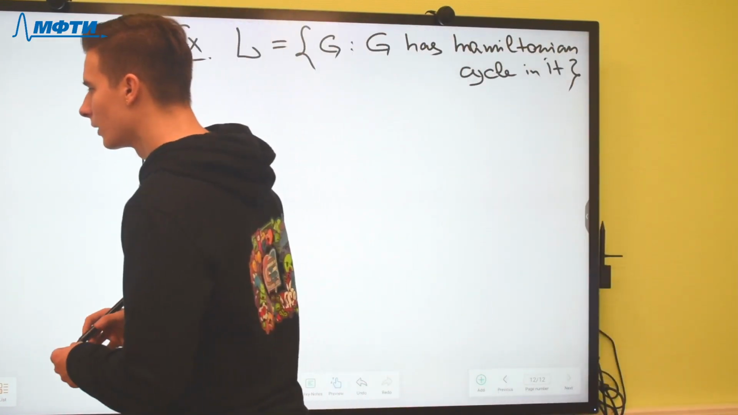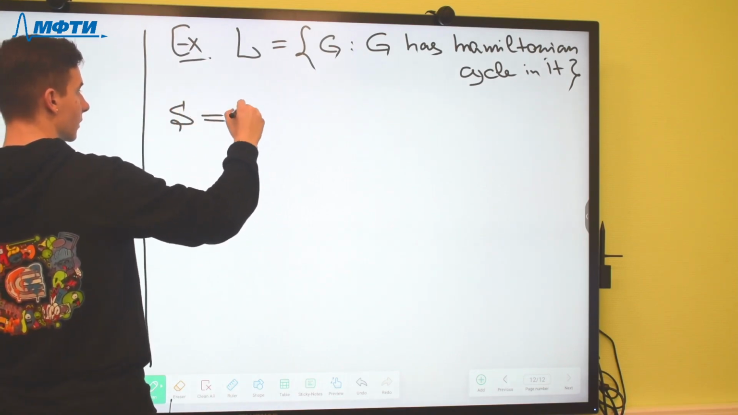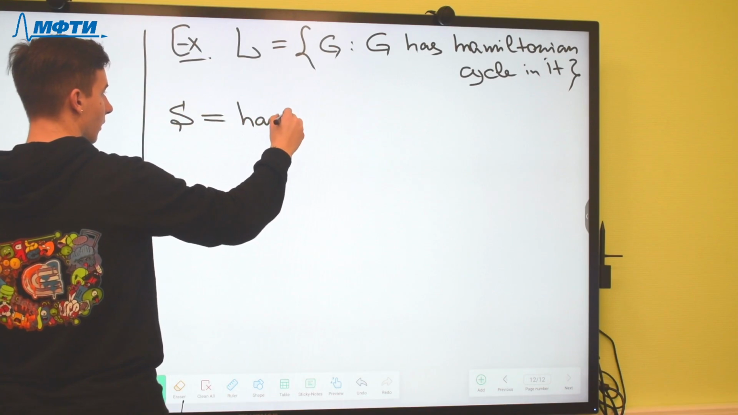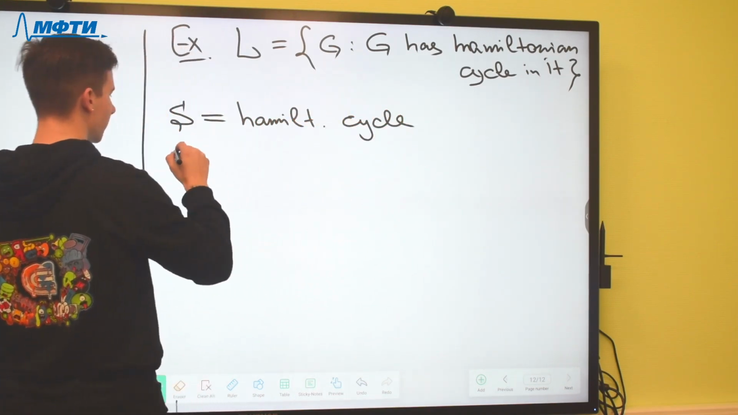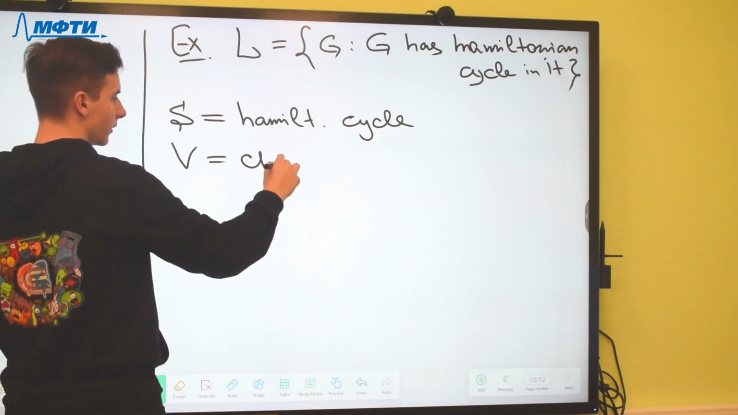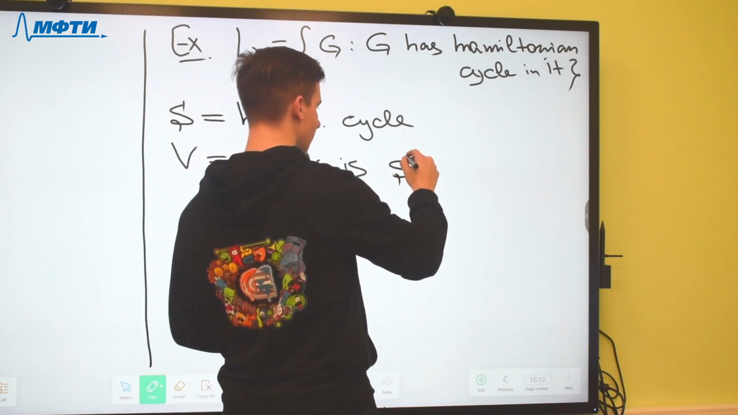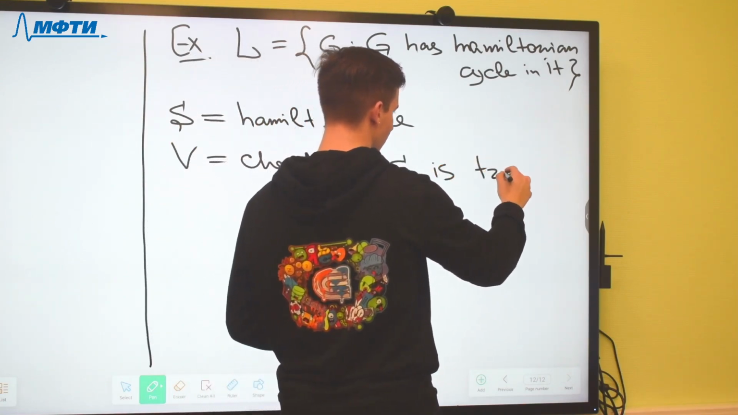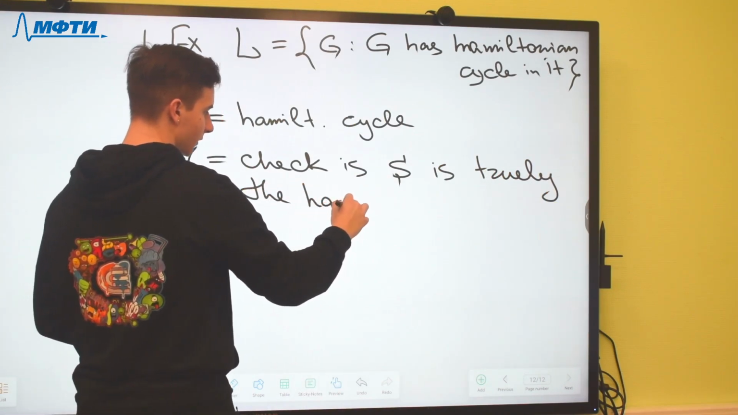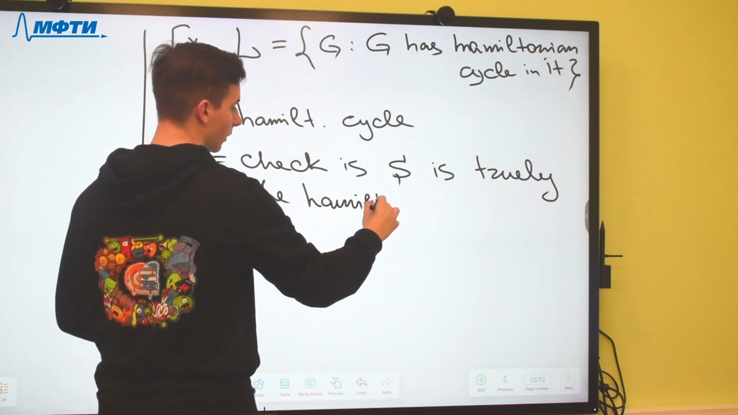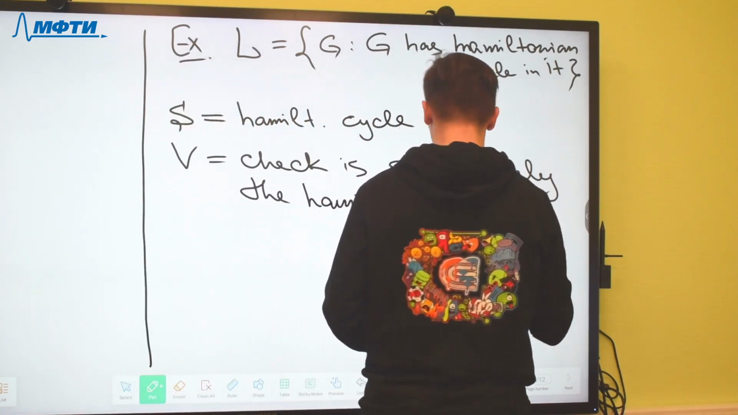And for example, S here will be the certificate cycle, and the verifier will check whether S is truly the Hamiltonian cycle in graph G.